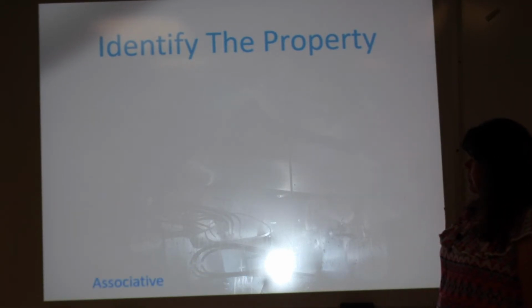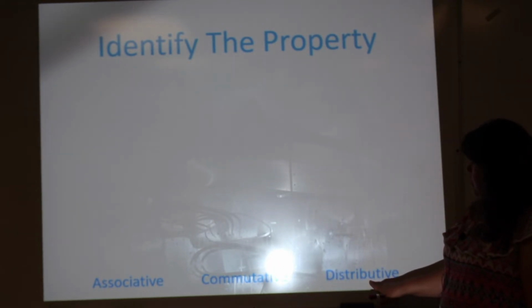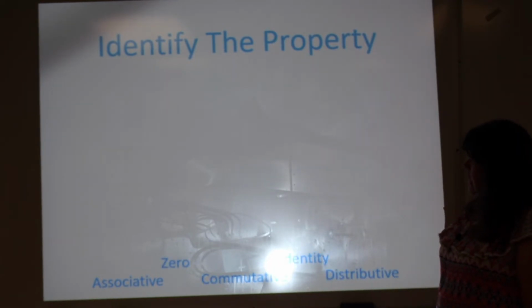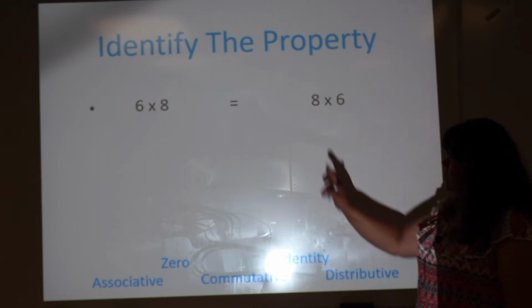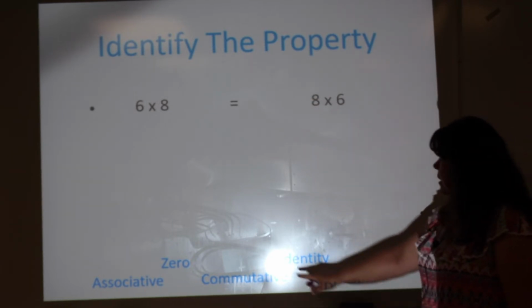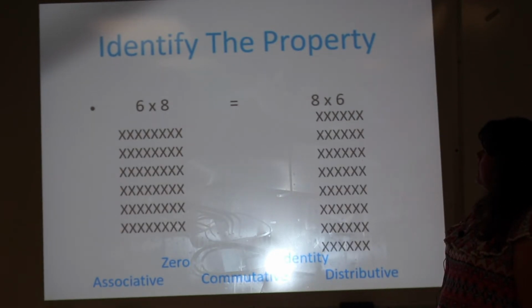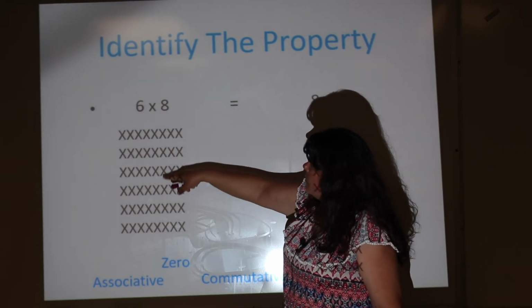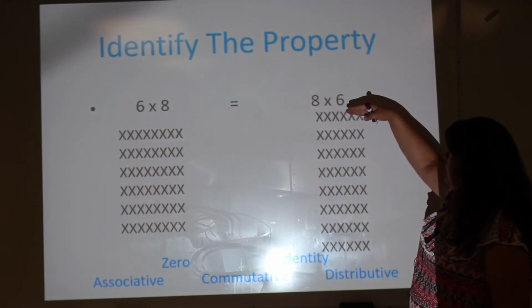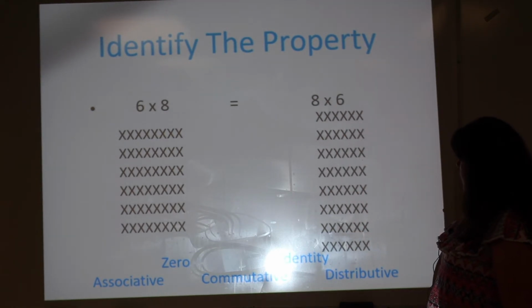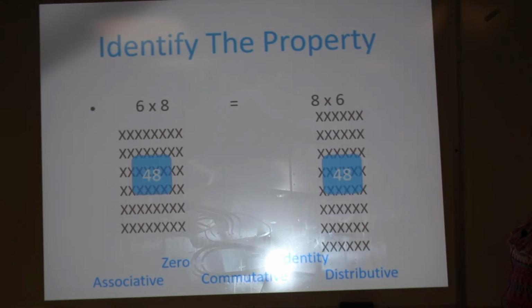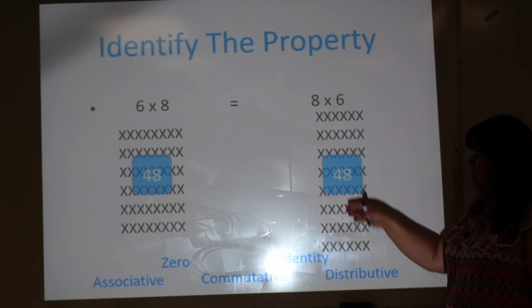Identify this property. Associative, commutative, distributive, 0, identity. Here's the problem. 6 times 8 equals 8 times 6. You guessed it, we switched our factors around, and now we have the commutative property. We have the same answer. We have 1, 2, 3, 4, 5, 6 rows, 8 in each one. Here we have 8 rows, 6 in each one, and we get the same answer of 48. Did not change my answer. My product has not been changed.